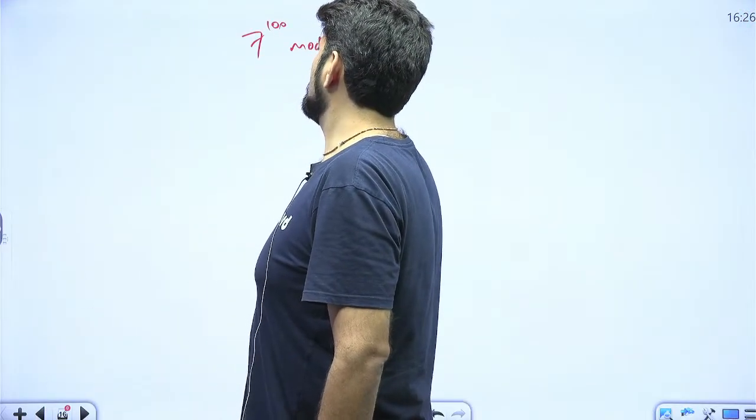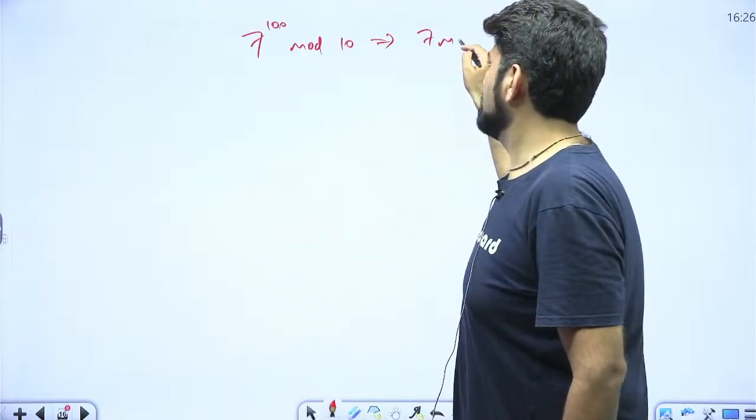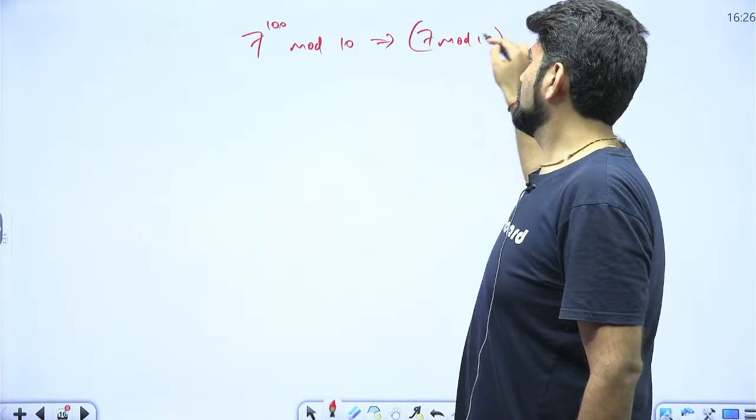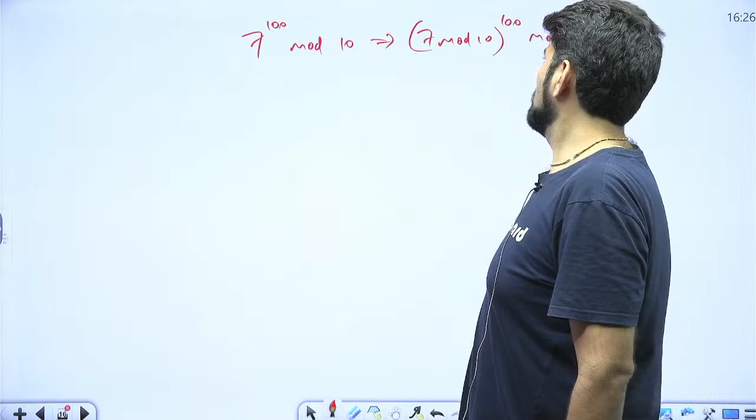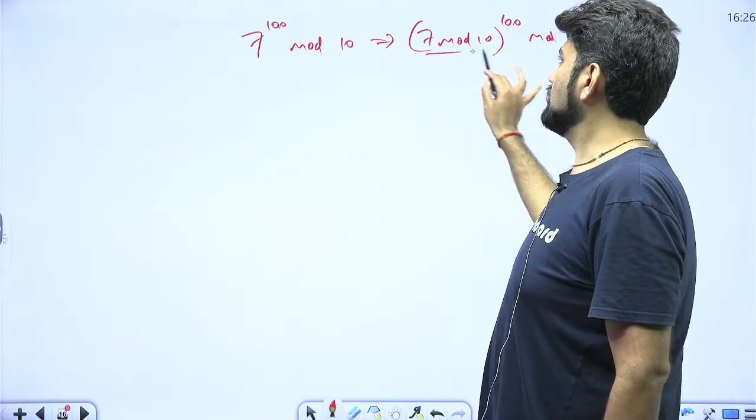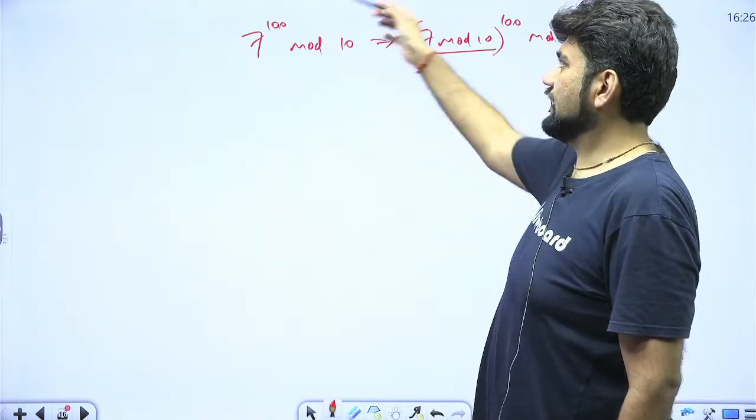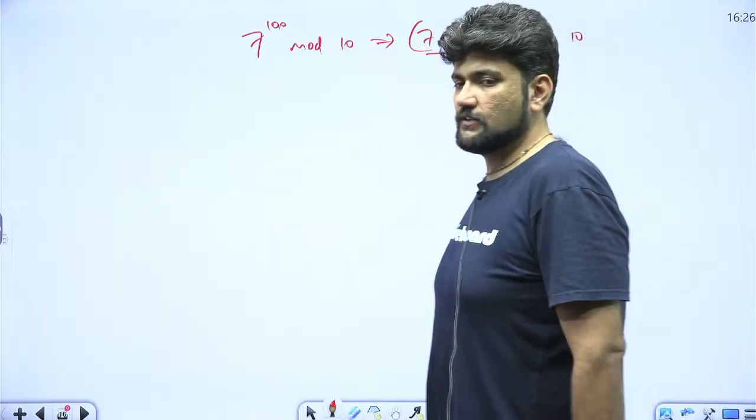Then you will say, oh, we know this, you only taught us right now. We will say that this is 7 mod 10 power 100 mod 10. What is the problem? 7 mod 10 is 7 only, so this will convert again into the same problem. This is useless for you.